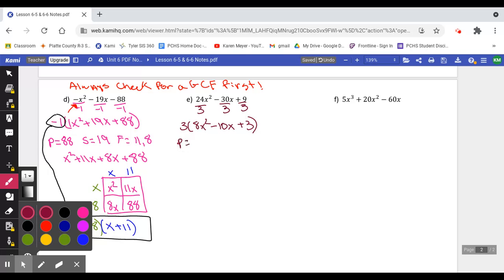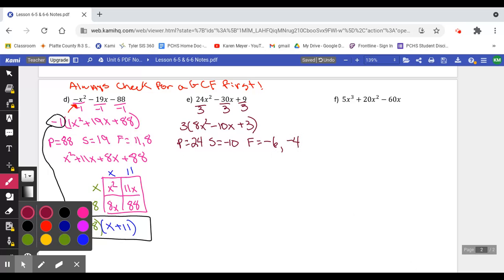So product would be 8 times 3, which is 24. Sum is the middle, which is -10. Factors. What multiplies for 24 that adds for -10? Well, if I'm trying to multiply for a positive, I got 2 choices. Positive, positive, or negative, negative. That's when I look at my sum, and if my sum is negative, then I know both my factors are negative. And then hopefully everybody says, oh, 6 and 4.